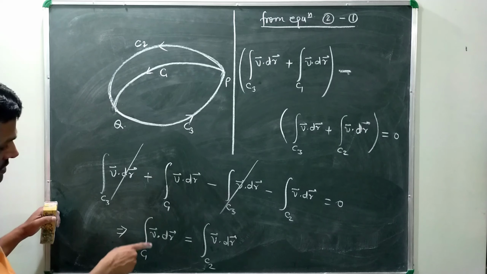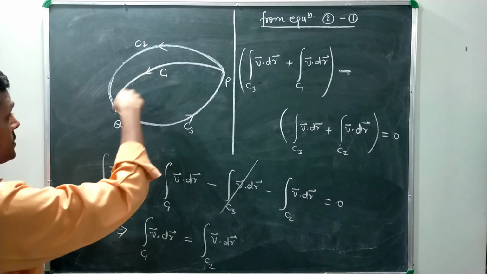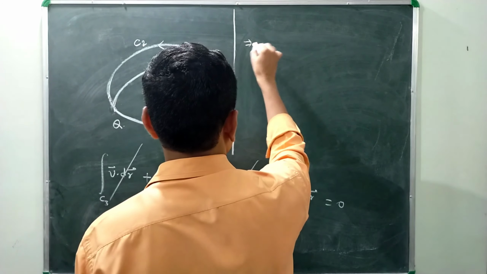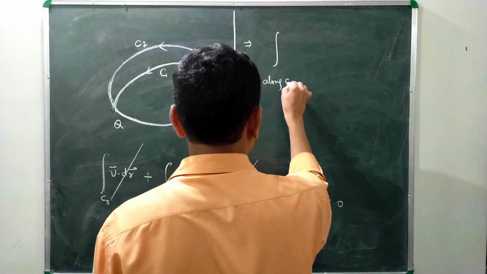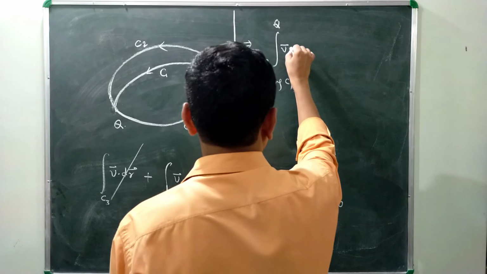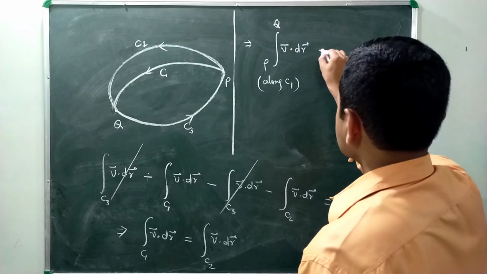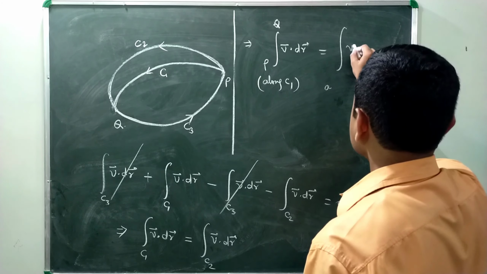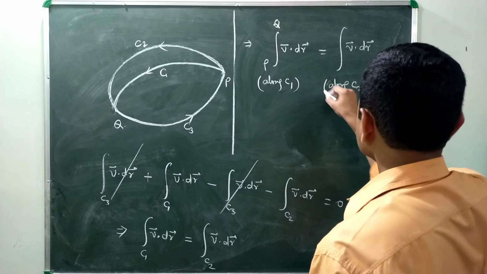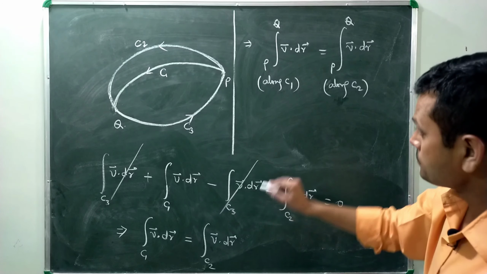and this line integral of vector v along curve C1 is from point P to Q. So this may be written as line integral along curve C1 from P to Q. Line integral of vector v along curve C1 from point P to point Q is equal to line integral of vector v along curve C2 from P to Q.